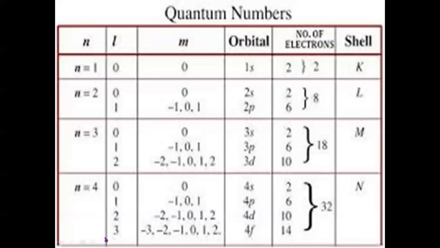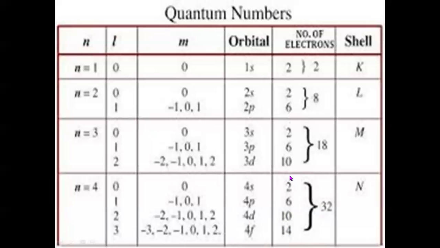Now, coming to the L value 3, 3 into 2, 6 plus 1, 7 values, starting from minimum value -3, -2, etc. up to +3 actually, 3 is not written here. So there will be 7 values: -3, -2, -1, 0, 1, 2, and 3. So there will be 7 orbitals in the F sublevel. So 7 F orbitals can accommodate 14 electrons, 7 into 2, 14.